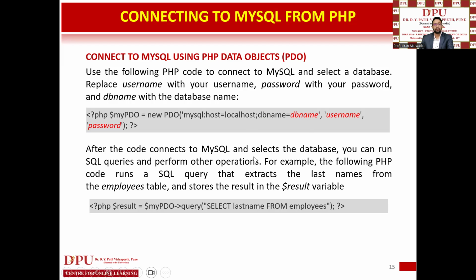After that, the code needs to connect with MySQL, and you need to select the specific database table for that. Then you can connect to the database and fire the same query. Here you can see that we have fired the same query for extracting the last name from the table named employee. So that is the purpose of connecting to MySQL using the PHP data objects.